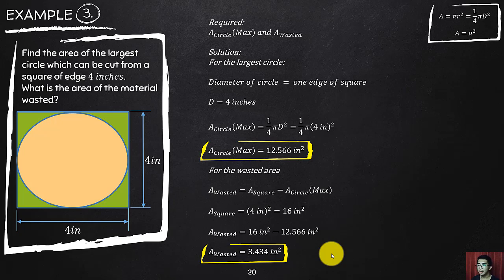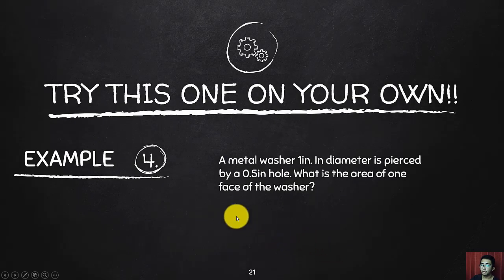Okay, so there are other formulas that we discuss. It's up to you to try to use them in your activities. So how about you try this one? If a metal washer 1 inch in diameter is pierced by a 0.5 inch hole, what is the area of one face of the washer? So this is using circles again. Okay, so the other formulas, try to explore it on your own.